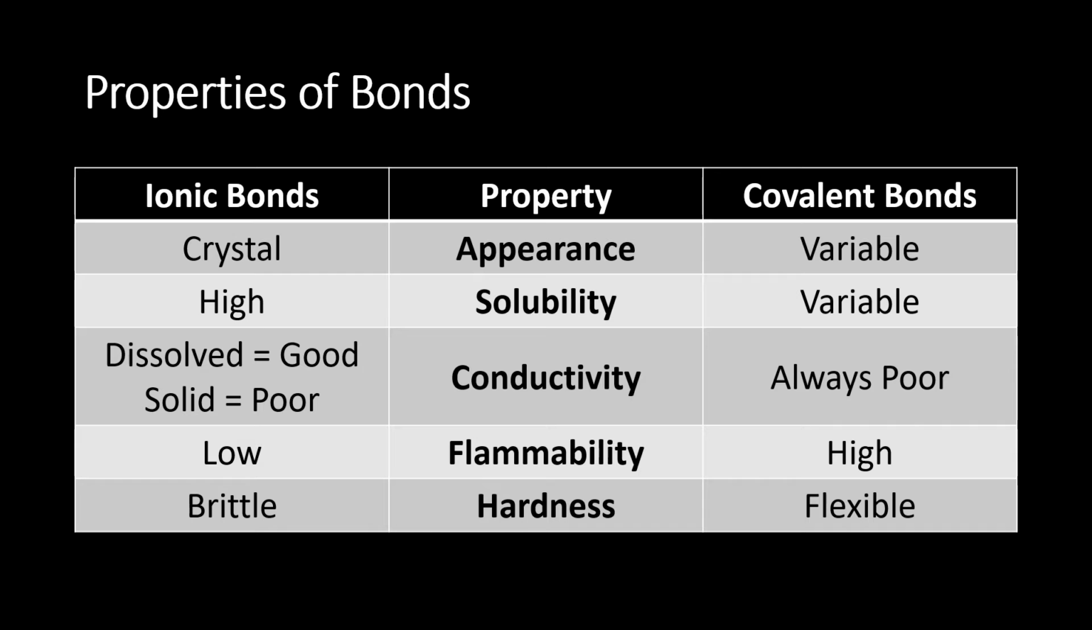Here you can see a chart comparing the properties of ionic and covalent bonds. Ionic compounds are going to have a crystal form when they are in their solid form. So they are all going to be the same shape. They might be different sizes, but they should all have the same shape. They have a high solubility, which means that ionic compounds do dissolve very well in water. As long as the water is not too cold or fully saturated, more should dissolve.